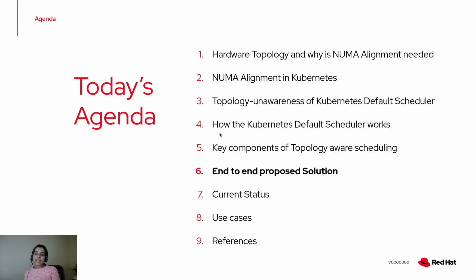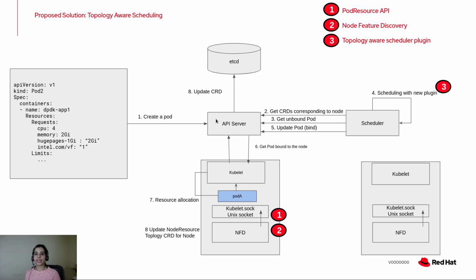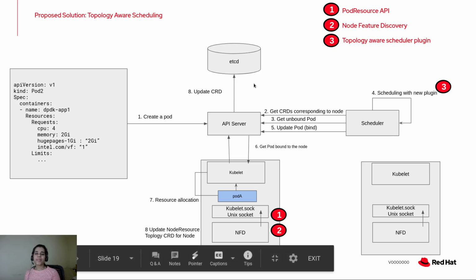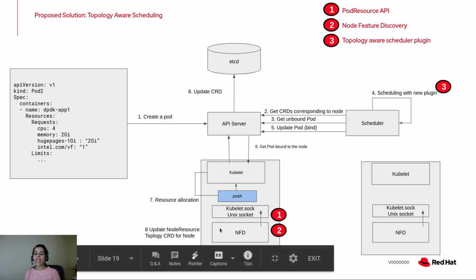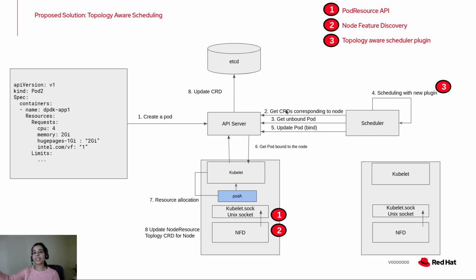So now let's talk about the end-to-end solution, how these key components and pieces fit together to enable topology-aware scheduling in Kubernetes. Similar to the diagram I showed you earlier of the working of the default scheduler in Kubernetes, now we have NFD, which accesses the pod resource API endpoint and populates CRDs. The scheduler plugin uses the CRDs that are created per node to make topology-aware scheduling decisions.